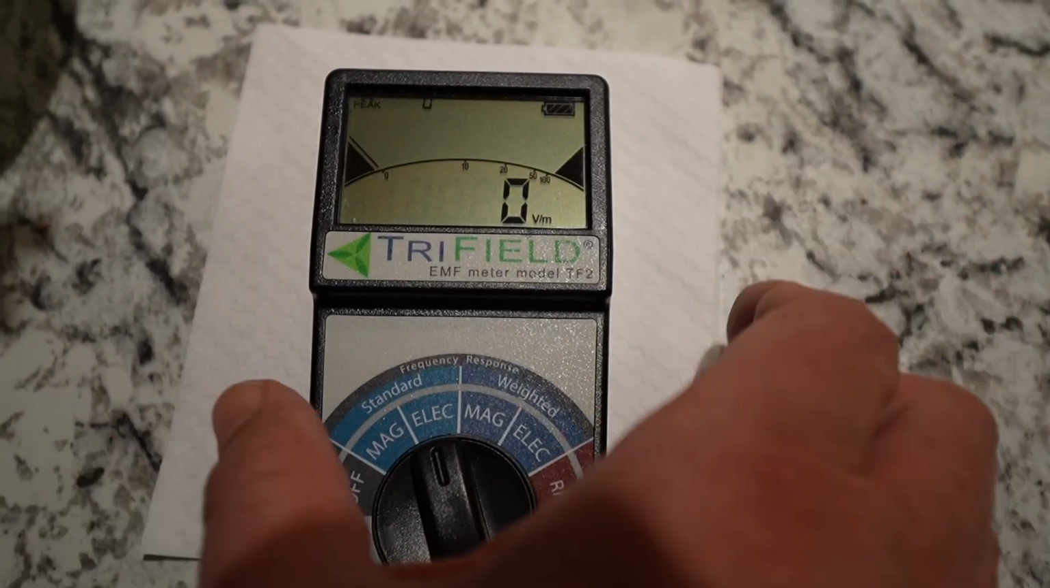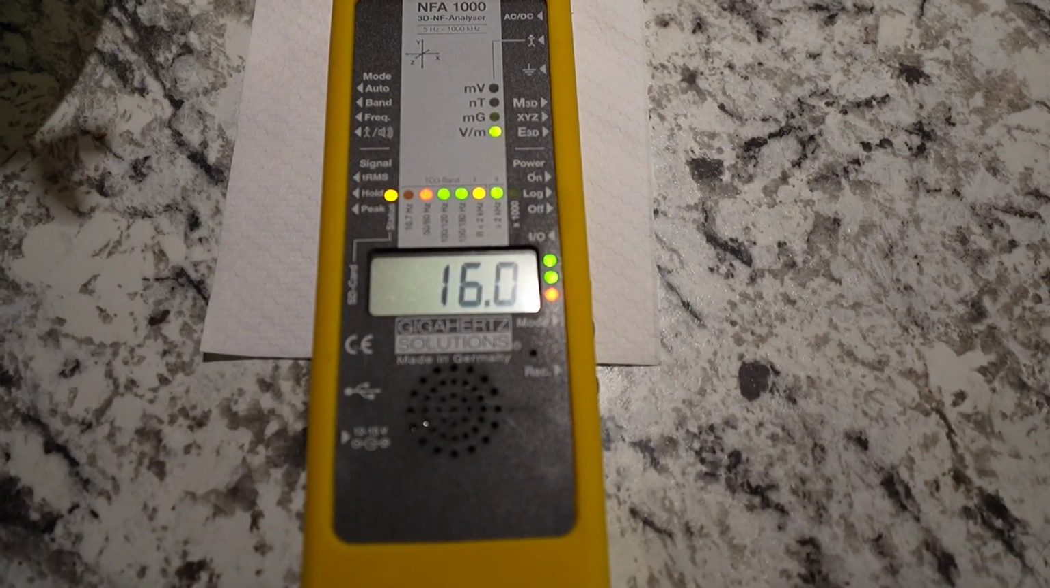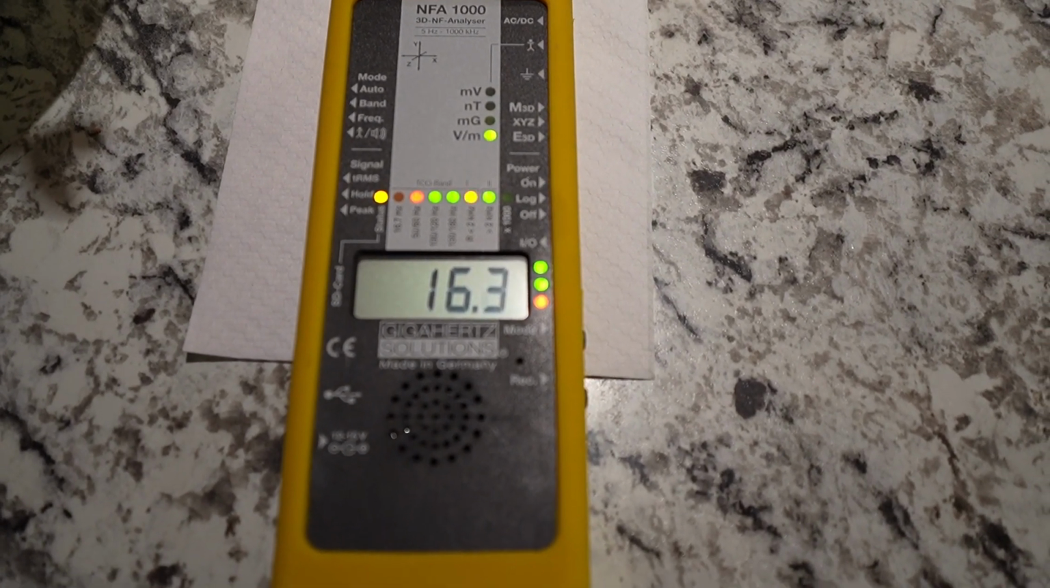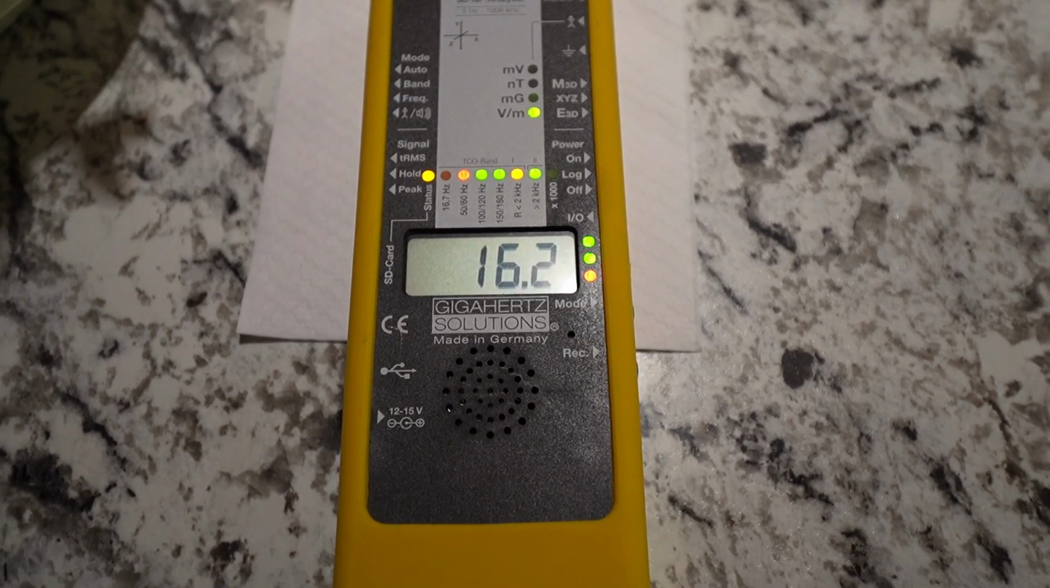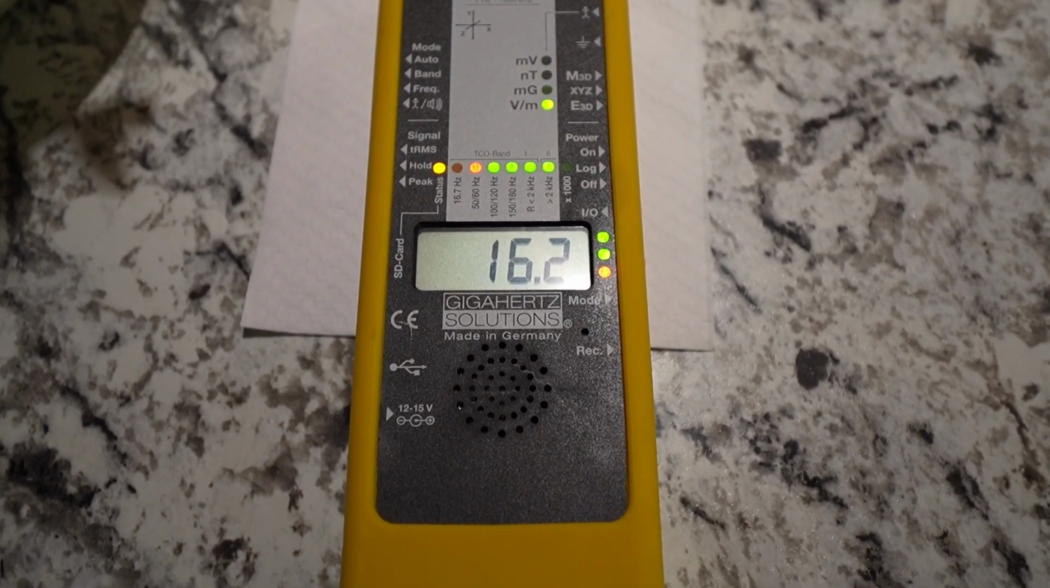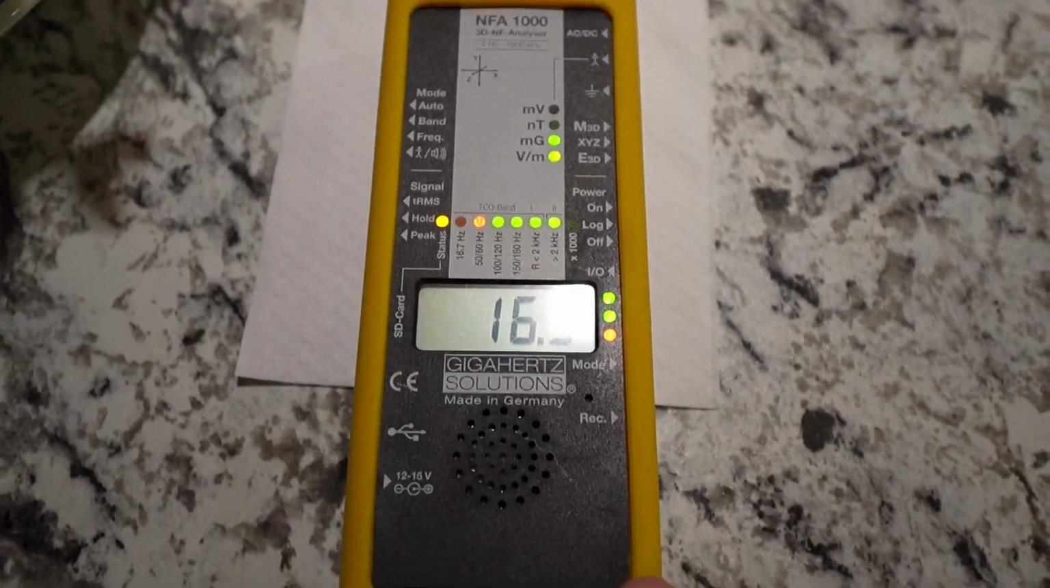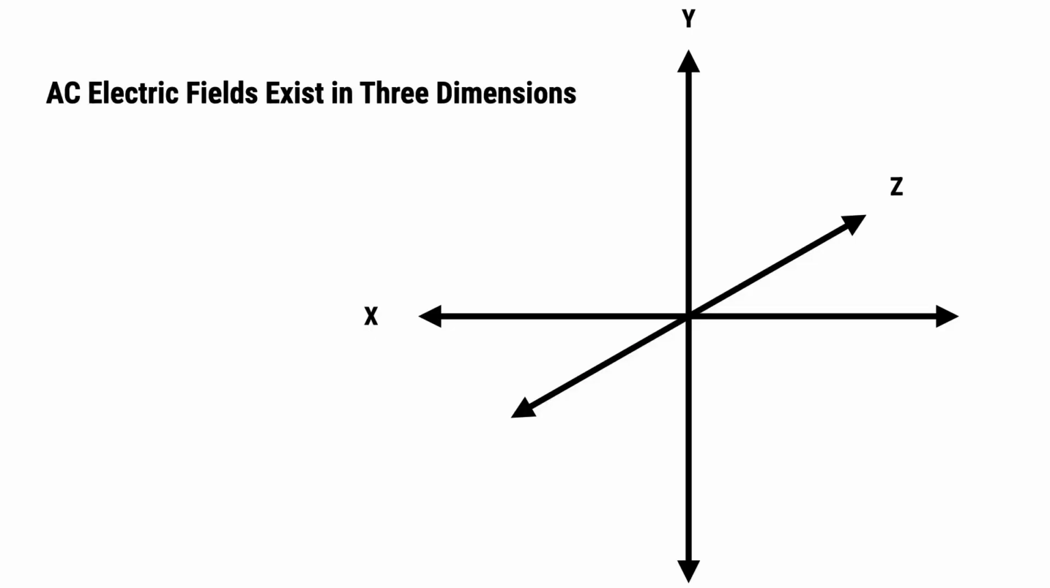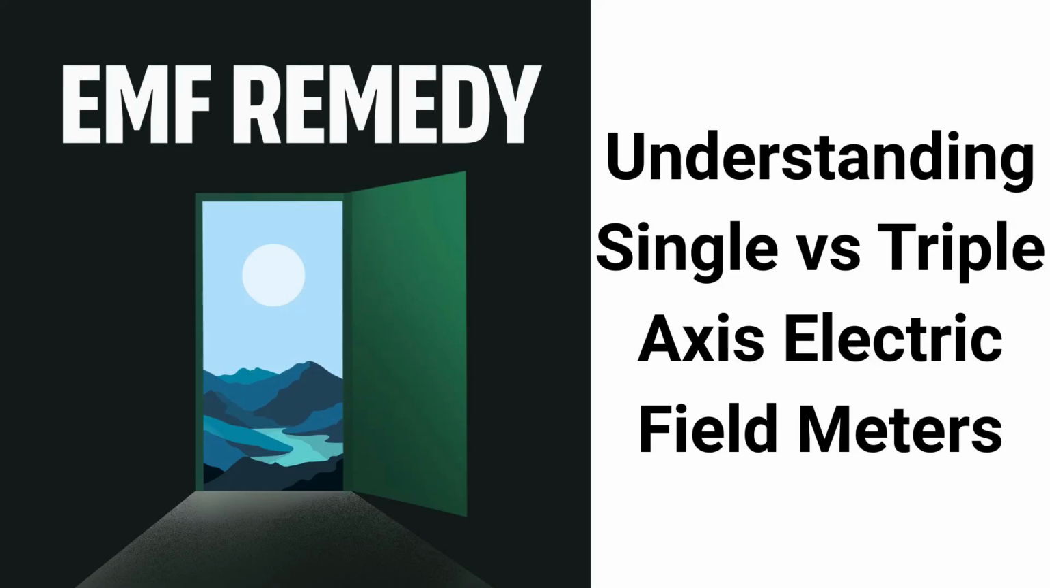Again, this meter is showing 0 electric field. The number moves a little bit as I touch the meter, but it was registering 0, and now that compares to this 3-axis meter that's showing 16.2 volts per meter. So it is really very important to understand electric fields exist in 3 dimensions and to know exactly what the meter that you have is doing. Is it measuring all 3 axes, or is it a single axis measurement only?